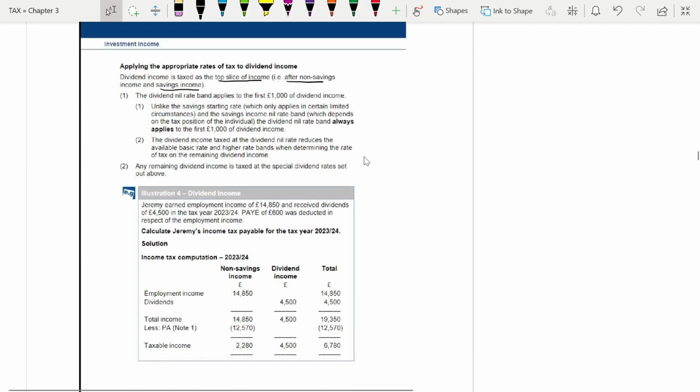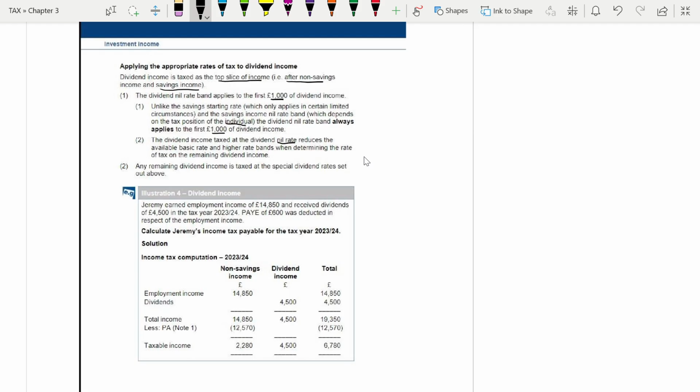The dividend nil band is the first 1,000 tax free. Unlike the savings nil rate band, which applies in certain limited circumstances and depends on the tax position of the individual, the dividend nil band always applies to the first 1,000 of dividend income. First 1,000 is zero straight away. Dividend income taxed at the dividend nil rate reduces the basic rate and higher rate bands.